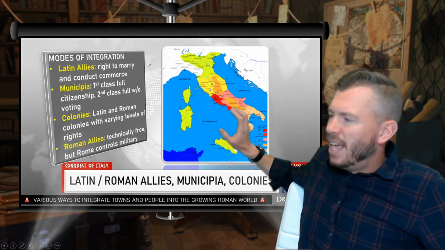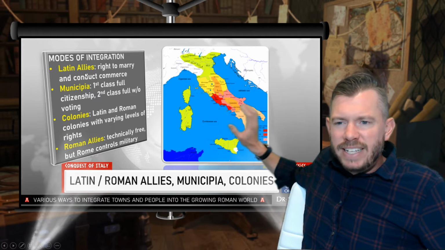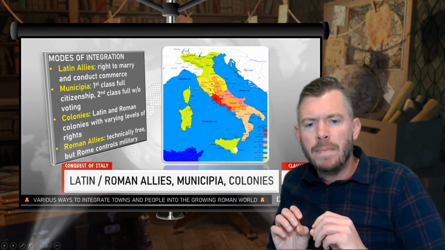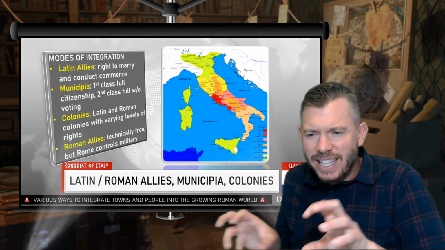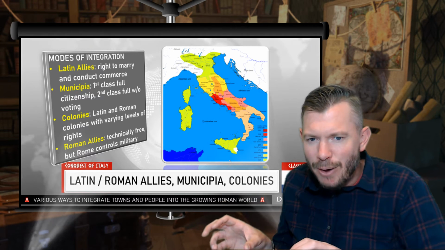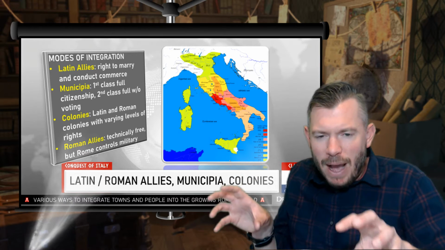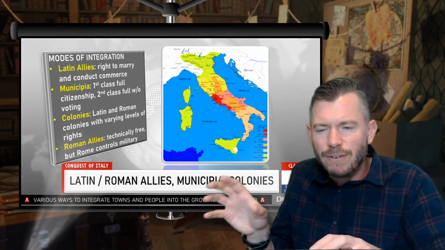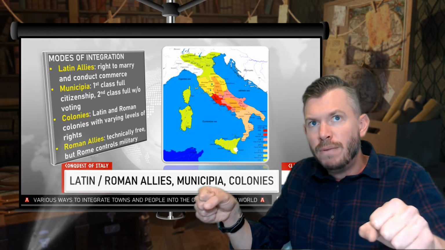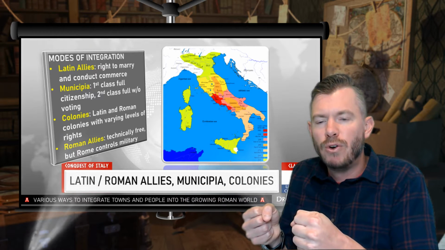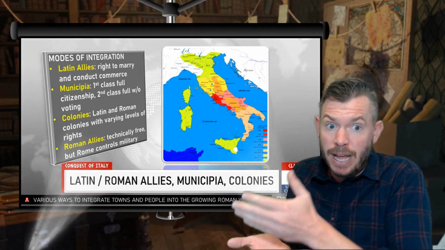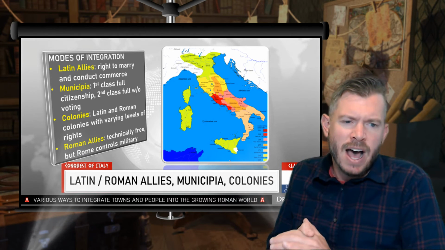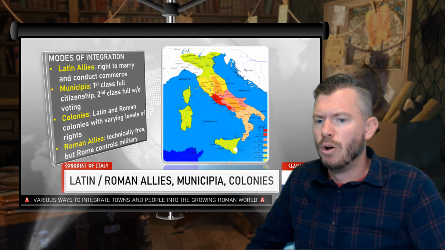And the idea here is you don't need to remember the exact details of each one of these. But what I do want you to remember is that Rome is putting this thing together piecemeal as they go, right? They're getting powerful, they're conquering areas, and they're coming up with different strategies for how to bring these areas under Roman control at different levels. Sometimes very strongly under Roman control, sometimes more of an alliance that's loosely under Roman control.